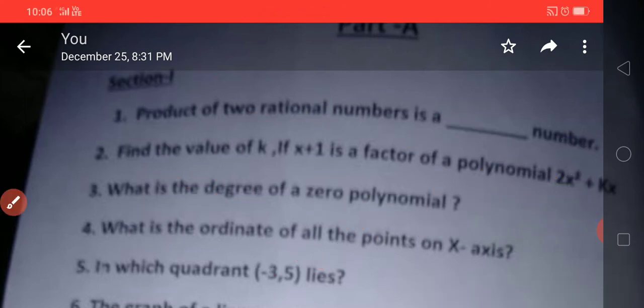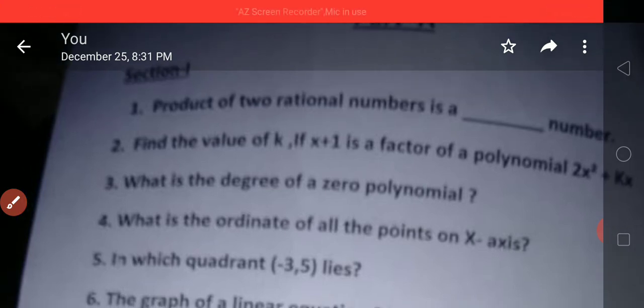Okay, so let us come to question number 4. What is the ordinate of all the points on the x-axis? If you have the Argand plane, this is your x-axis, this is your y-axis, this is 0. These are positive numbers on the x-axis, and this is x dash, meaning all the negative numbers on this axis. So if a point lies on the x-axis, then y must be 0. So the ordinate for all the points on the x-axis is y equal to 0. That is, 0 is the ordinate.